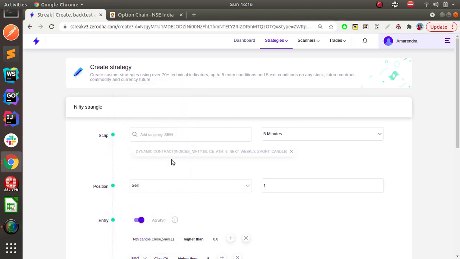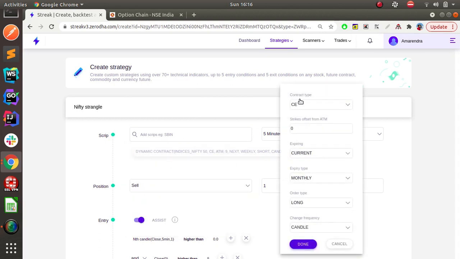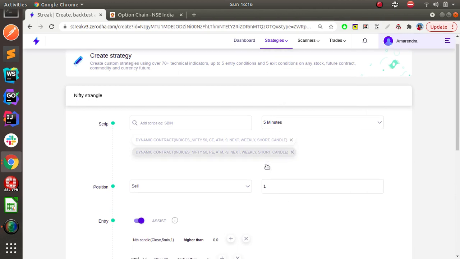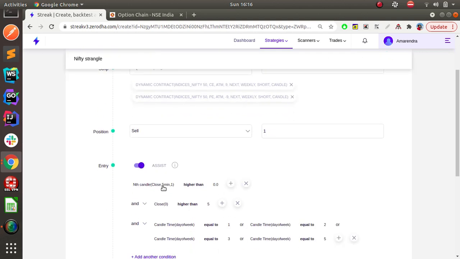Okay, done. Along with this, we also need to sell the put. Instead of CE, I selected PE. For PE, we need to select -9 because from the current going backwards, which is -9. Next week, monthly, weekly, long to short, done. 5 minutes I have selected. Now this doesn't matter because since we selected short here, it will override this parameter, so it doesn't matter.